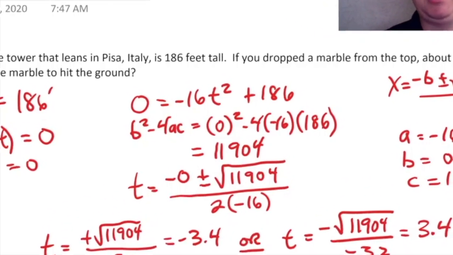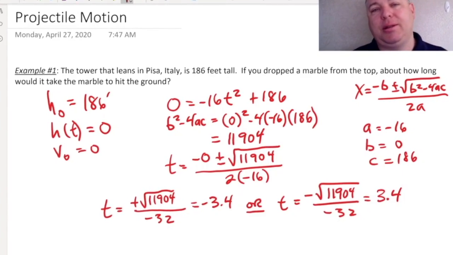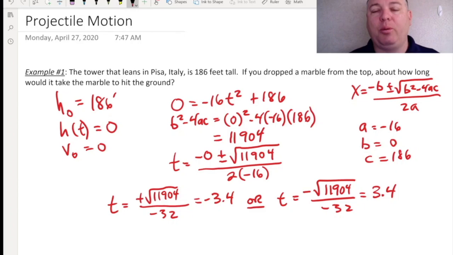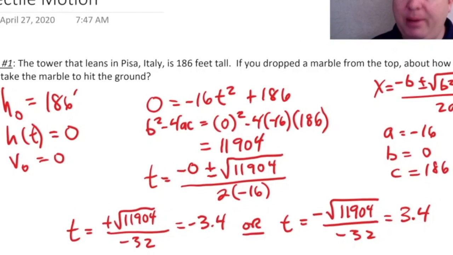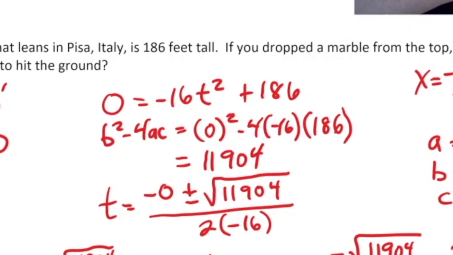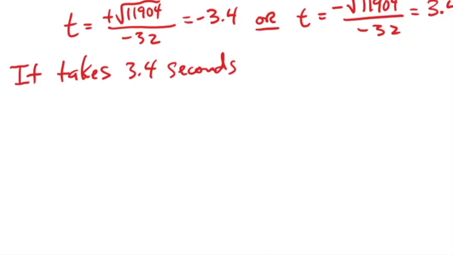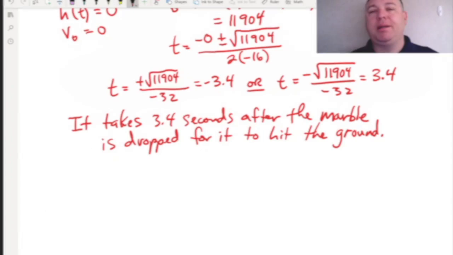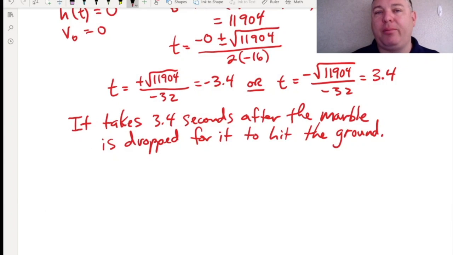Do we take both answers? No. The negative answer doesn't make sense here. That would mean going back in time from when you dropped the marble. So we're going to state that the answer is 3.4 seconds. It takes 3.4 seconds after the marble is released for it to hit the ground.